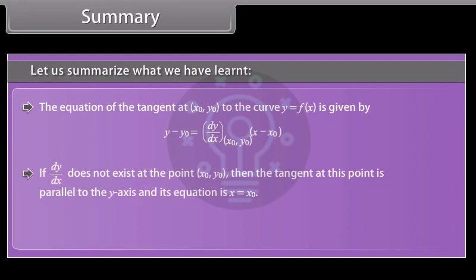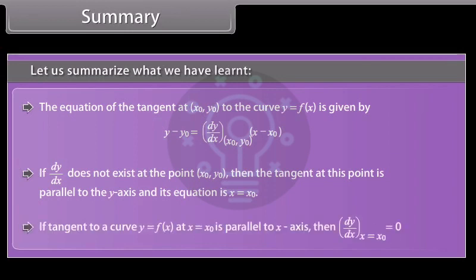If dy/dx does not exist at the point (x0, y0), then the tangent at this point is parallel to the y-axis and its equation is x is equal to x0. If the tangent to a curve y is equal to f(x) at x is equal to x0 is parallel to the x-axis, then dy/dx at x is equal to x0 is equal to 0.